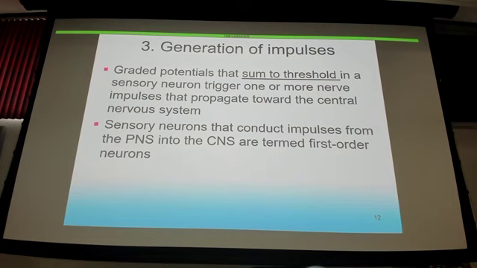Y'all still with me on that? We've got to reach threshold. Just picture the summation picture. And then if you get enough stimulus to cause that next neuron to reach threshold, you will get one or more nerve impulses down. It's a lot more complicated than that, but I think that's a good way to visualize it. And that's why I say that the first order sensory neuron going towards the CNS is always called the first order sensory neuron.